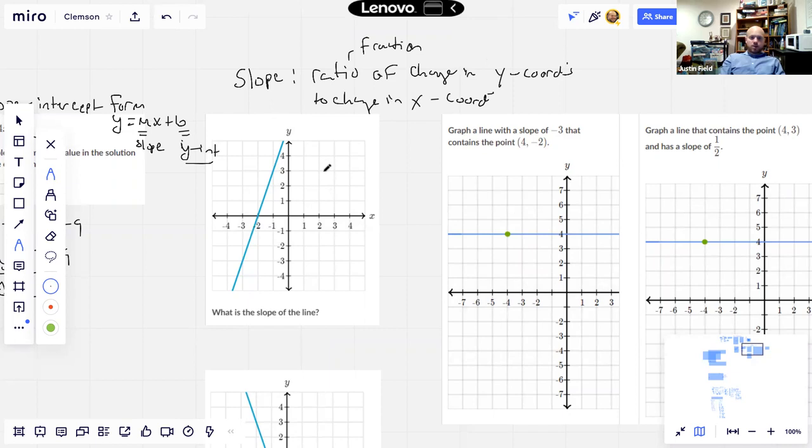Okay, so how do we do that? Well, it's a formula where we do y2 minus y1 over x2 minus x1. This is the slope formula. All right, like I said in the other problem, m represents slope.